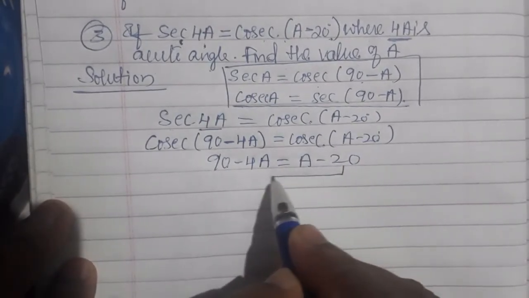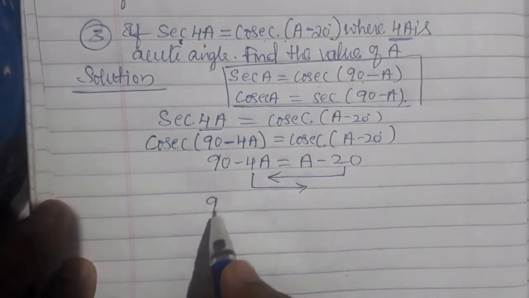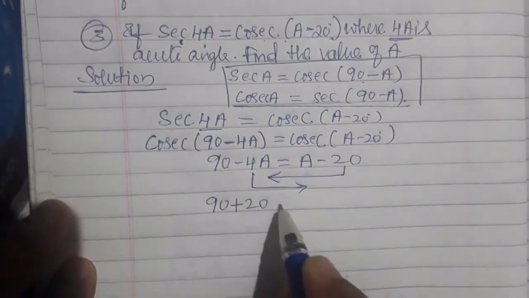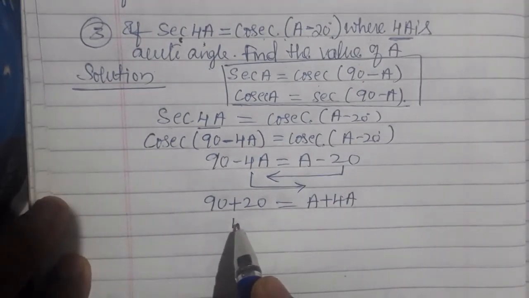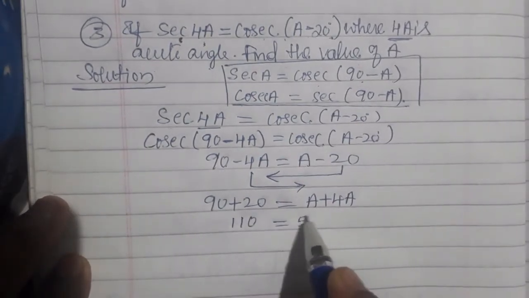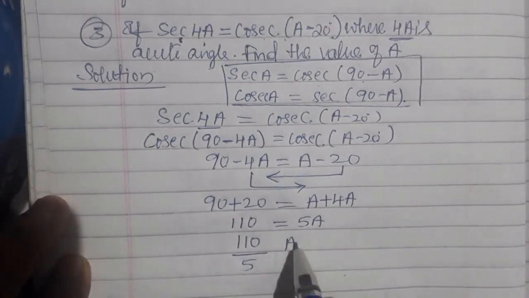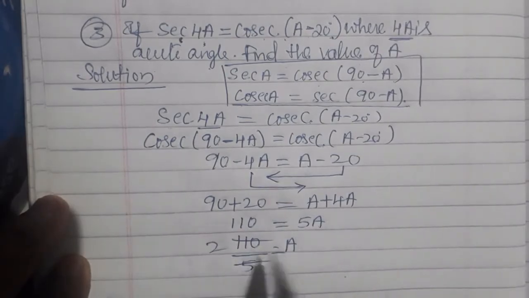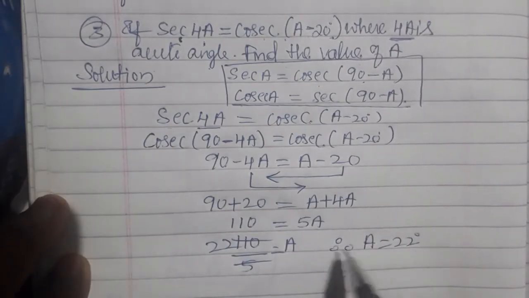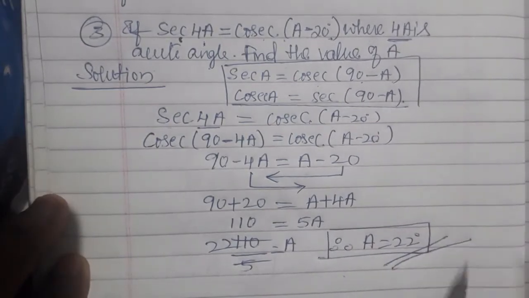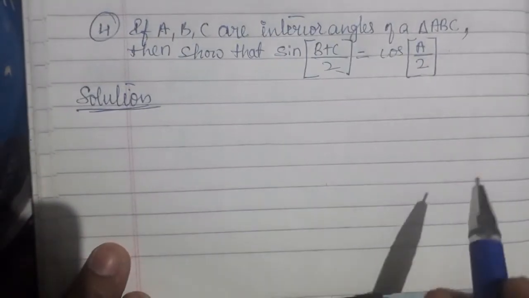So I'll shift 20 to the left hand side, 4A to the right hand side. So 90 plus 20 is equal to A plus 4A. 90 plus 20 will become 110. This is 5A. Now shift 5. 110 by 5 is equal to A. 5 ones are 5, 5 2s are 10. Therefore, I can write A is equal to 22 degree. The value of A is 22 degree. The next sum is a little bit different.